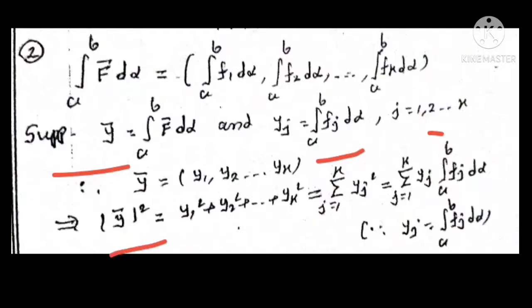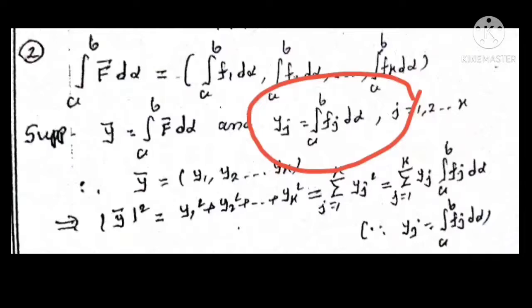implies modulus of y bar square is equal to y1 square plus y2 square plus up to plus yk square, which is equal to sigma j equal to 1 to k yj square. Now sigma j equal to 1 to k yj square is equal to sigma j equal to 1 to k yj into yj. Now yj is equal to this.